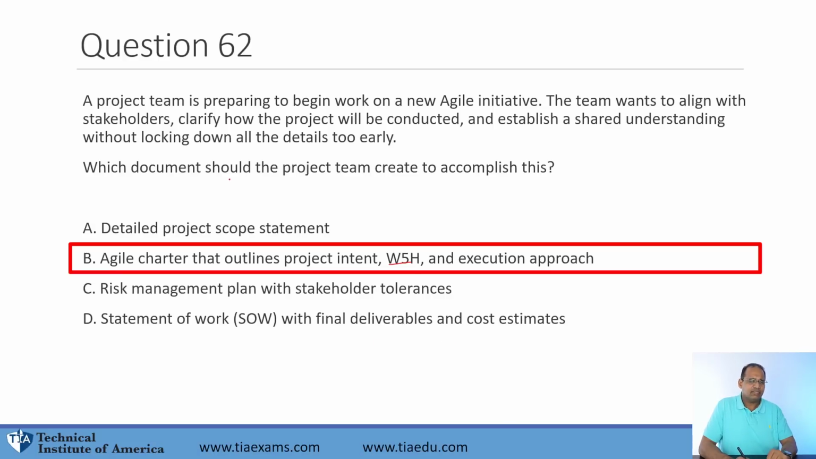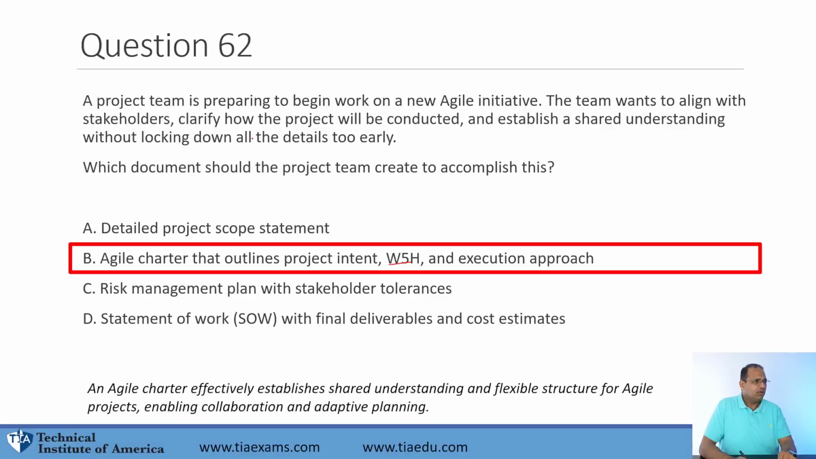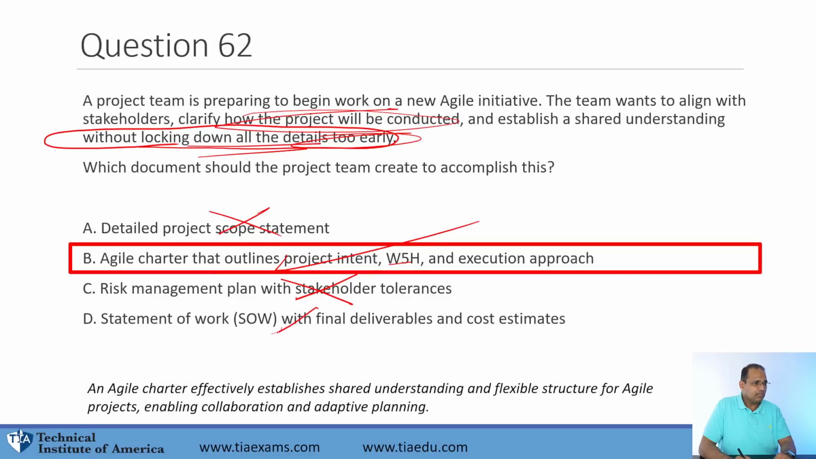Best answer here, guys, is going to be the Agile charter. How did I get that? Well, you notice it says here, without locking down all the details too early. So you want something that's not too detailed and something that's early. Well, the Agile charter is exactly that. It has what the project will be doing and why we are doing this project, if we're going to be using a certain Agile approach. You don't want a detailed scope statement because that'll take too long. A risk management plan does not necessarily specify how the project will be done. And a statement of work with final deliverables and cost estimates would go into detailed planning that would take very long. So the Agile charter is the best answer here.